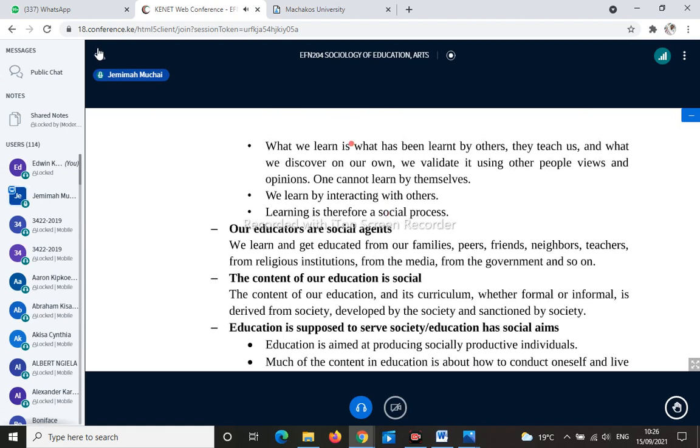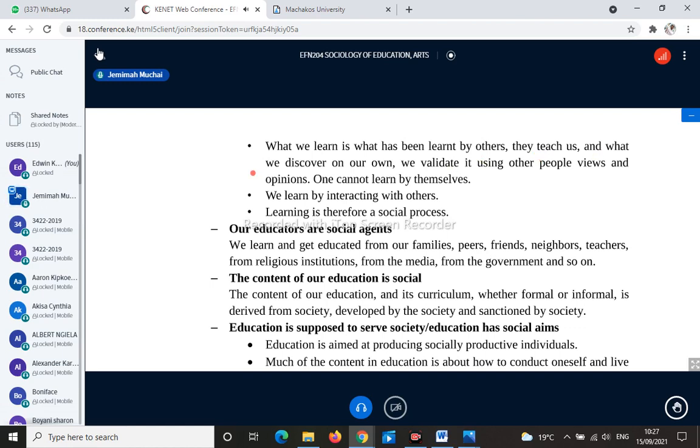And what we learn is what has already been learned. You have heard the saying that there is nothing new happening now. It has already been seen, already been done, already been heard previously. Whatever we are learning, others have already learned about it, and because they have learned about it, they will teach us. That is how we learn, through others.